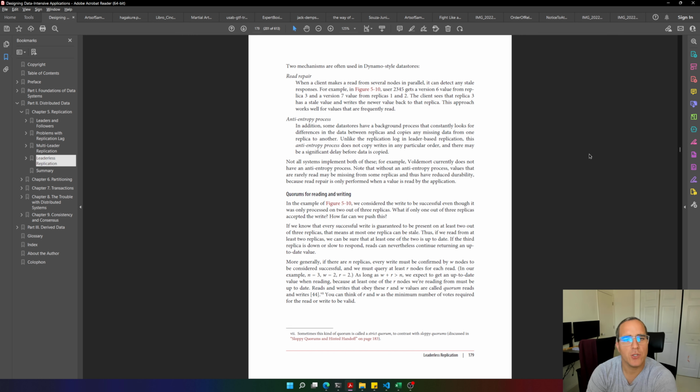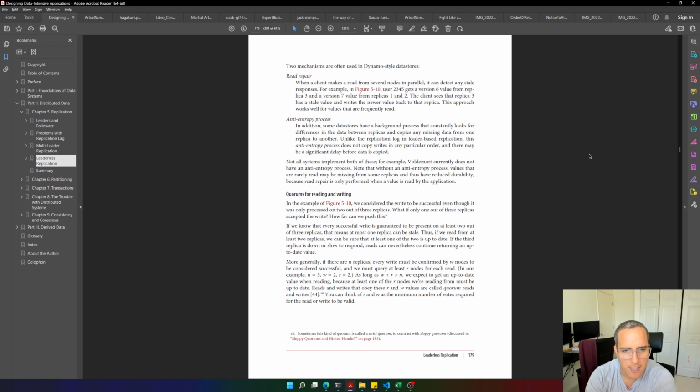Anti-entropy process: in addition, some data stores have a background process that constantly looks for differences in the data between replicas and copies any missing data from one replica to another. Unlike the replication log in leader-based replication, this anti-entropy process does not copy writes in any particular order, and there may be a significant delay before data is copied. Not all systems implement both of these. For example, Voldemort currently does not have an anti-entropy process. Note that without an anti-entropy process, values that are rarely read may be missing from some replicas and thus have reduced durability, because read repair is only performed when a value is read by the application.